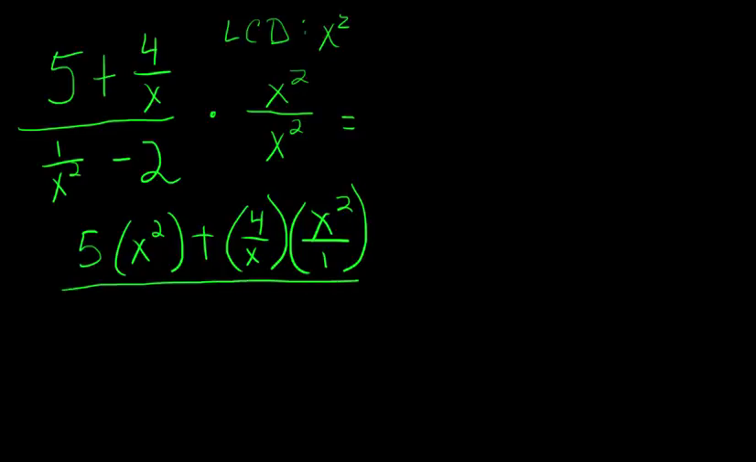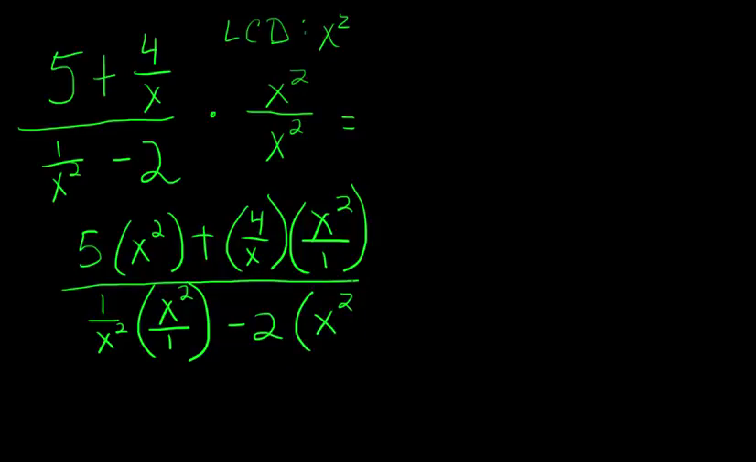Then we come down to our denominator, and we have 1 over x squared. And once again, we're going to take that times x squared, but I'm going to make that an x squared over 1 again for ease in canceling. Then we have minus 2, and we are also going to take that times x squared. What we've done in each of these cases is taken each of the terms times our lowest common denominator, which was x squared.